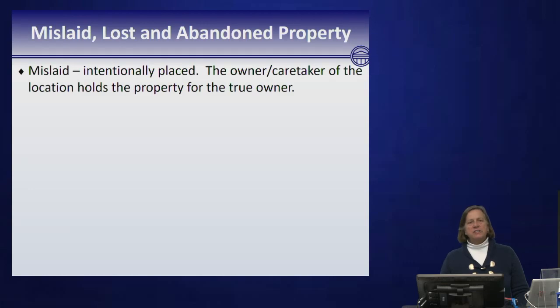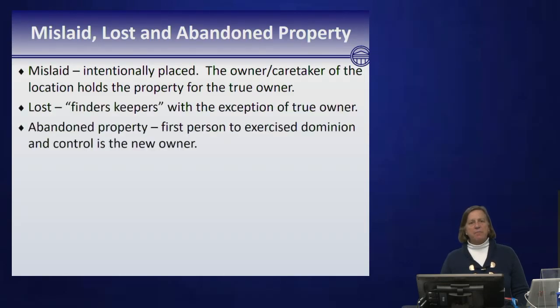So lost, mislaid, and abandoned property. Mislaid property is property that's intentionally placed somewhere. The owner or the caretaker of the location is to hold the property for the true owner. So let's say you're working cleaning hotel rooms in Virginia Beach this summer, and a guest has checked out, and you go into the room to clean it, and you see an emerald ring on the counter in the bathroom. Can you put it in your pocket and keep going? And the answer, of course, is no. You would give it to the manager of the hotel to be kept for the true owner.